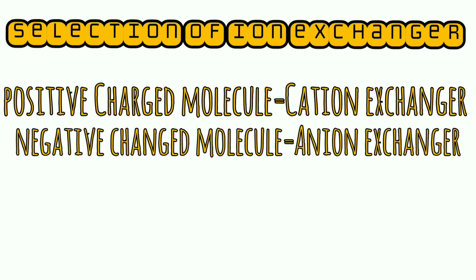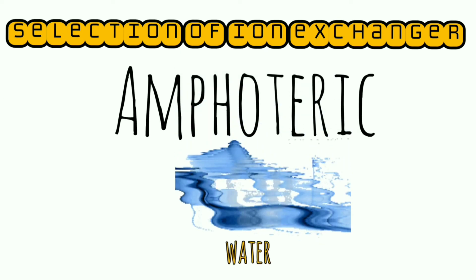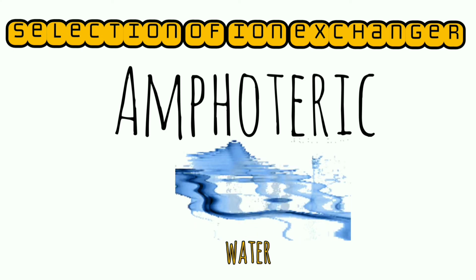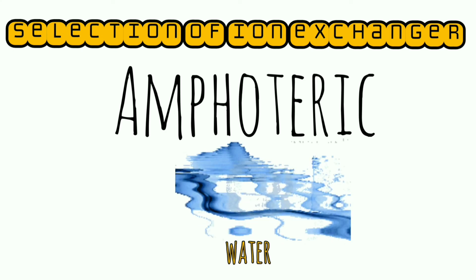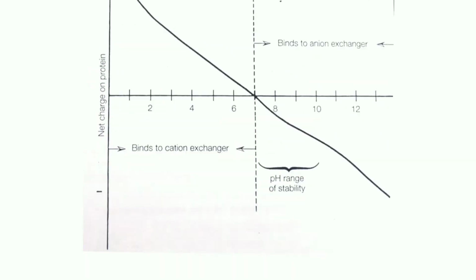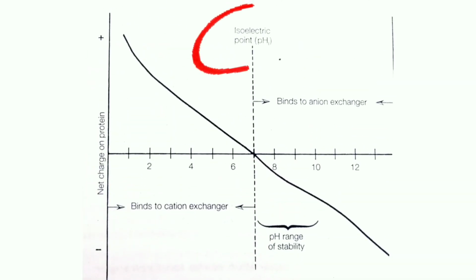If the analyte has only one type of charge group, the choice is simple. A molecule that has a positive charge will bind to a cationic exchanger or vice versa. Many molecules have more than one type of ionizing group and many have both negatively and positively charged groups, so they are amphoteric. The net charge on such molecules depends on pH. At the isoelectric point, a substance has no net charge and would not bind to any type of ion exchanger.